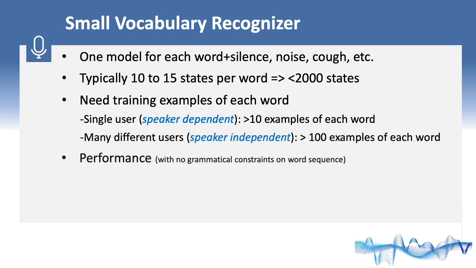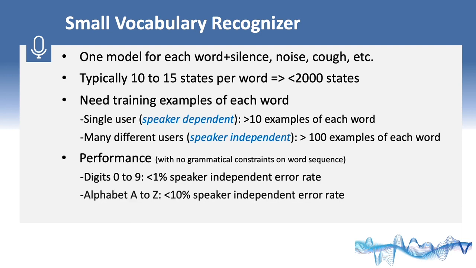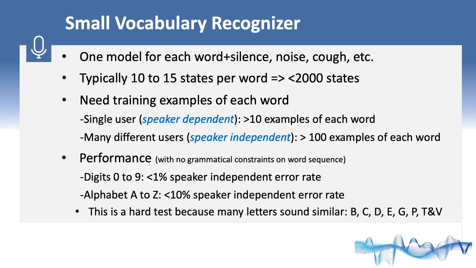The performance with no grammatical constraints on word sequence for recognizing digits 0 to 9 is smaller than 1% speaker-independent error rate, and for recognizing the alphabet A to Z is smaller than 10% speaker-independent error rate. This is a hard test because many letters sound similar. For example, B, C, D, E, G, P, T, and V.